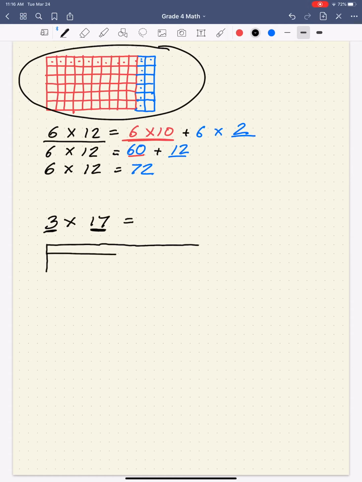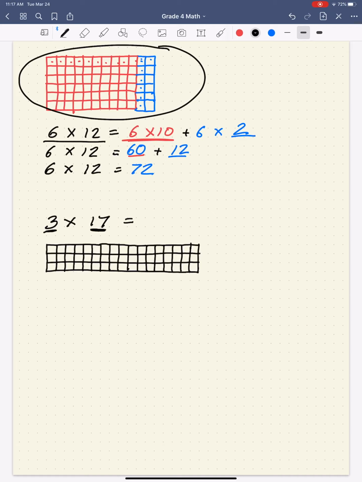So we're going to just follow our lines carefully to construct this array. Okay. This would be a lot easier to do on grid paper instead of dotted paper. But I don't have that on this app, so we'll do it with this. All right. So there's 3 times 17.